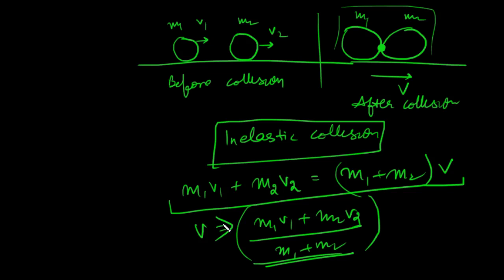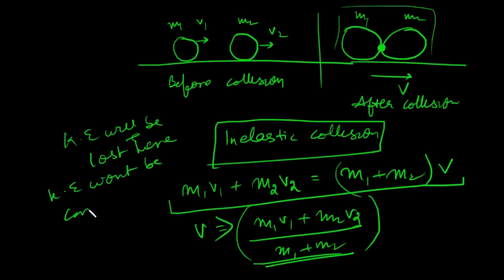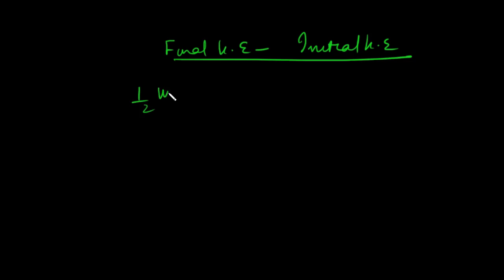Here we cannot equate the kinetic energy, as kinetic energy will be lost. So KE will not be conserved, and we can only calculate the loss in kinetic energy. The change in kinetic energy will be final KE minus initial KE. Final KE would be half m1 plus m2 into v square, minus half m1 v1 square, minus half m2 v2 square.